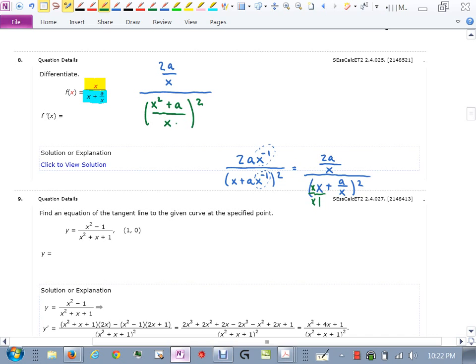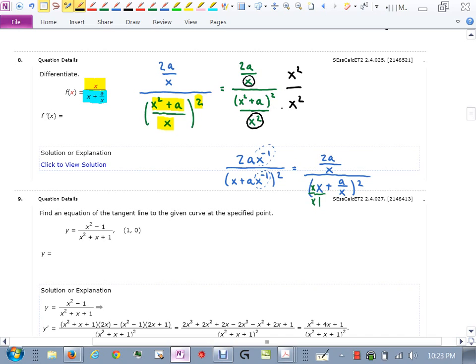And now what I could do is I could write 2a over x over x squared plus a squared over x squared. So all I'm doing now is I'm actually squaring the top and the bottom separately. And then here's the tricky part. Because I have an x squared down here in the denominator, what I can do is multiply by x squared on top and bottom. It's like multiplying by a 1.